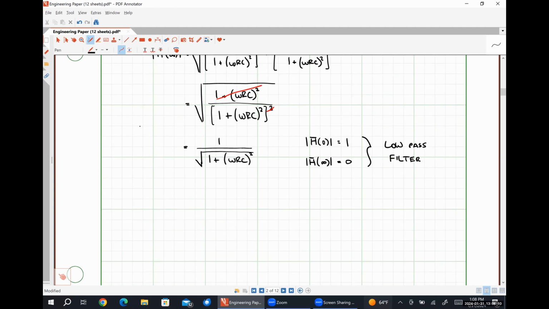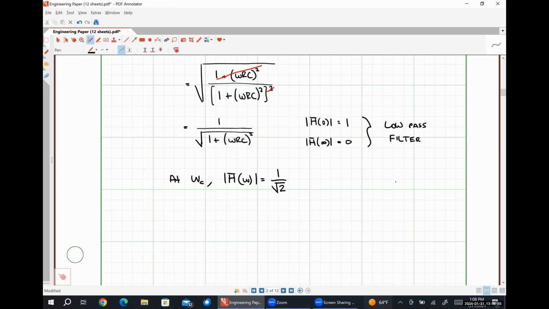Now, let's figure out what our corner frequency is, okay? So our corner frequency is defined such that at omega c, the magnitude of H of omega will be equal to 1 over the square root of 2. This is our half power frequency. Because we're dealing with voltages, that's why it's going to look like 1 over root 2 instead of 1/2 specifically. Okay, if we multiplied this by itself, it would literally come out to be 1/2, which is our half power frequency.